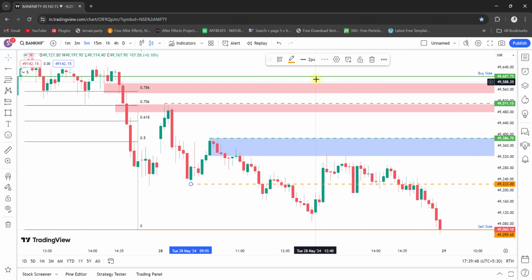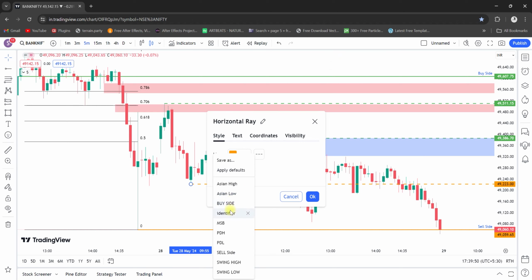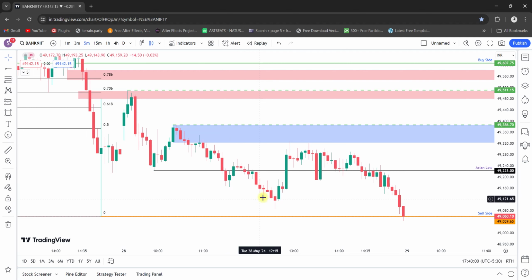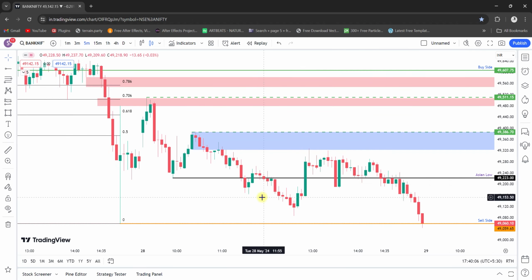Okay, so here comes the most interesting thing. This was the Asia low. Okay, I follow ICT concepts, so Asia high and Asia low I always do. This was the Asian high. The market opens over there. Okay, this was the Asian low, and after that all this we call manipulation. Okay, this was the accumulation, manipulation, and distribution. So this is the manipulation area.